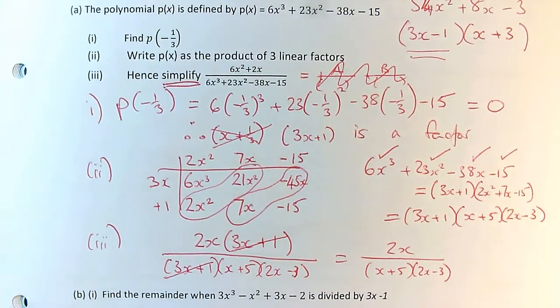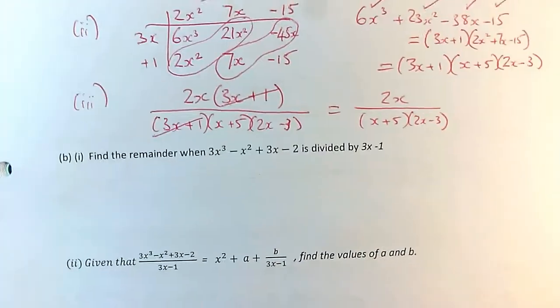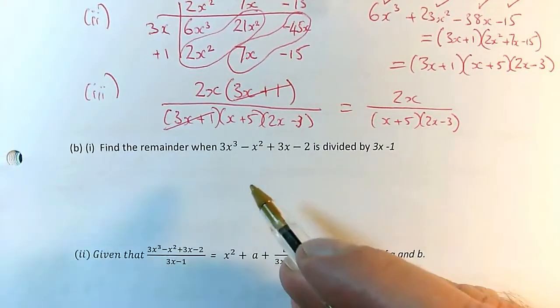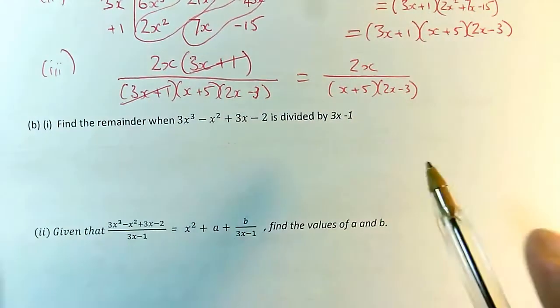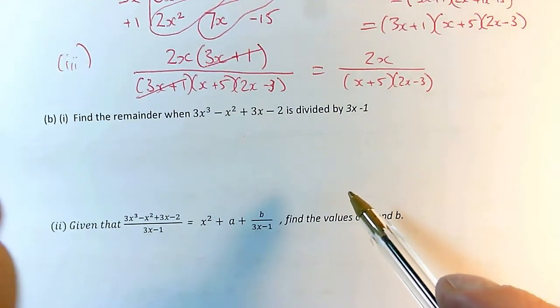Okay, all right, that was part A. Part B, we've now got to find the remainder when I divide this by this. I think this is totally unrelated to part A. I think we can forget everything we've done so far.